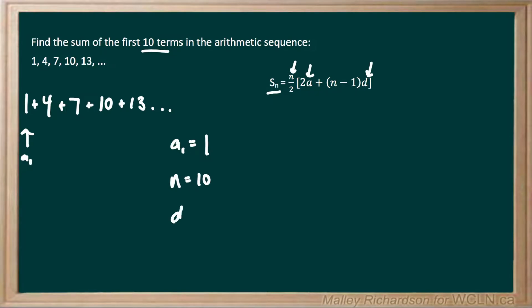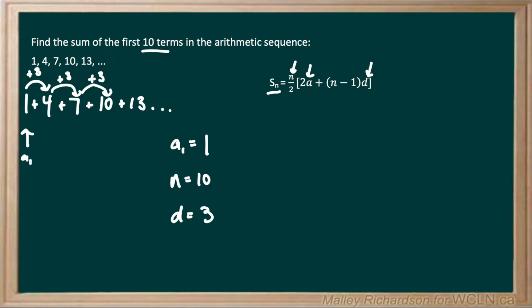and now we need to find the common difference d. To find the common difference, we have to ask ourselves, what do we have to add to the first term to get to the second term? Well, to get from 1 to 4, we have to add 3. Then to get from 4 to 7, we also have to add 3. 7 to 10, add 3, and so on. So our common difference d is going to be positive 3.